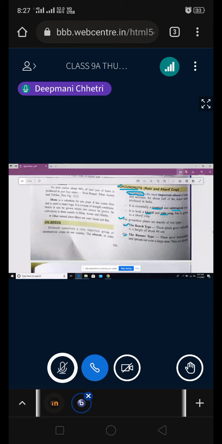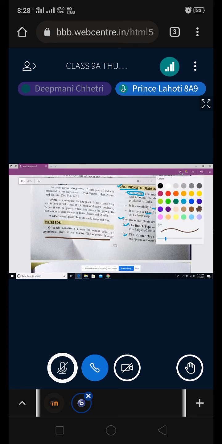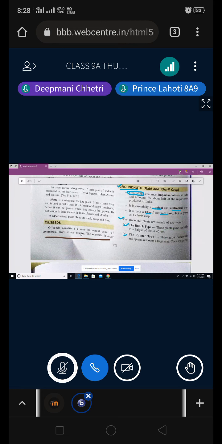Can anyone tell me what is the difference between the two? I believe I discussed this in the last class. Yes, anyone who can tell me the difference between bunch type and runner type? Bunch type will grow vertical, and runner type will spread in a huge area. Yes, it's like this.